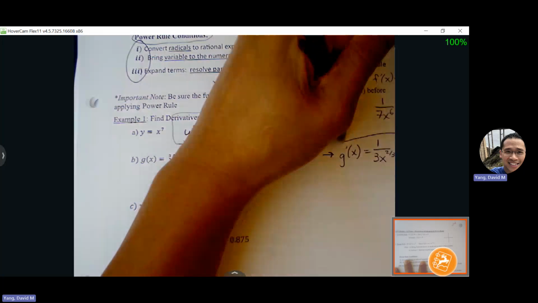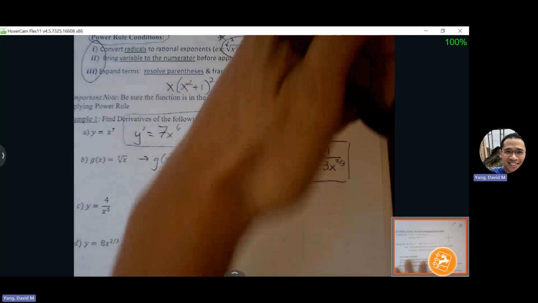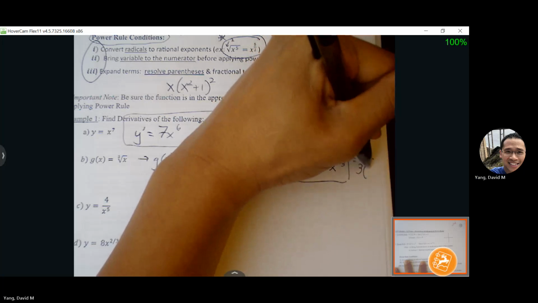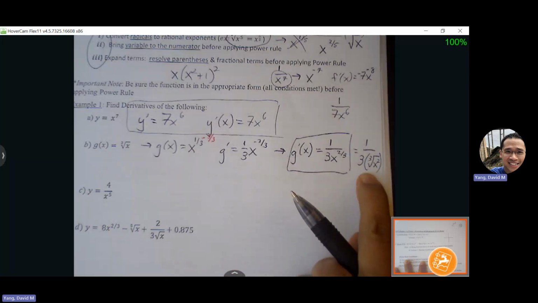It's okay to leave your derivative in rational form, but if you want to put it in radical form, I won't take off any points, it's up to you. And then again, you don't have to rationalize your denominator if you want to rewrite it as a radical.